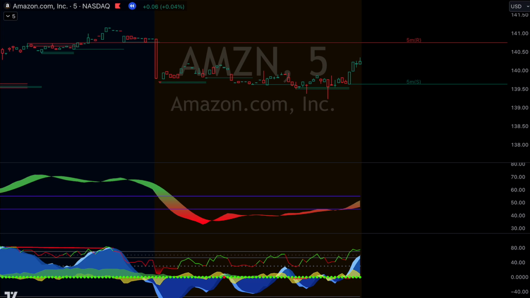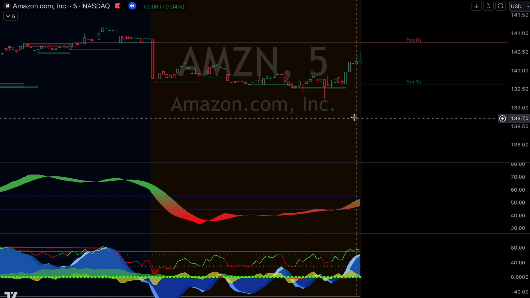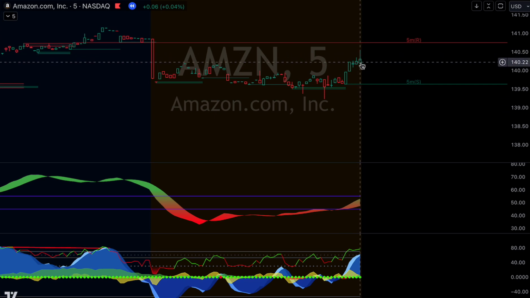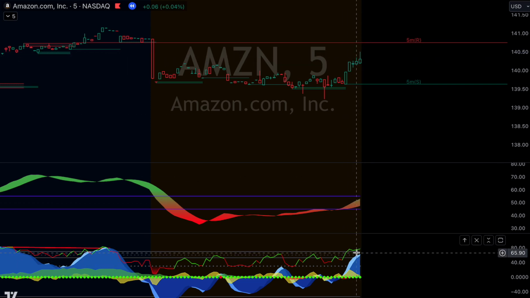So the next candle, you can see it opened about the same range as the previous candle, wicked up, got rejected. So looking at the RSI, we're still curving up a little bit. However, the VWAP continues to go down. So that would indicate a move to the downside.